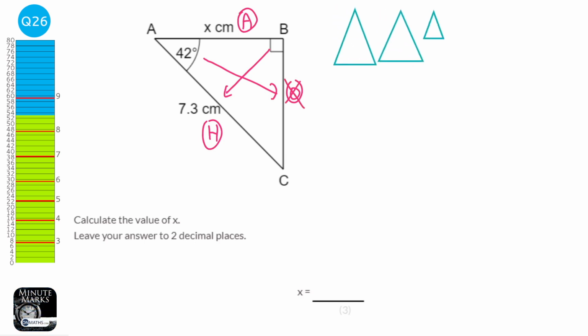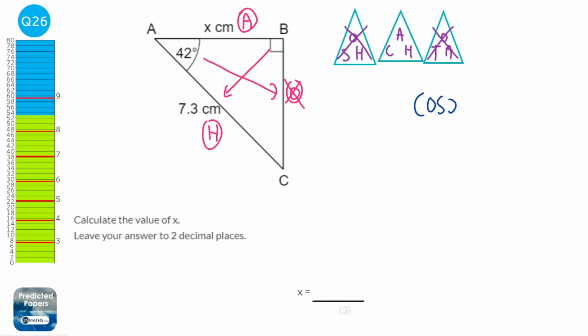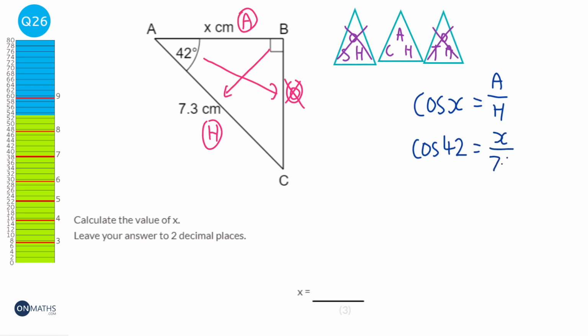So they are going to be SO, CA, TOA. We've crossed out the O, so we can cross out the TOA and the SO, and that leaves us with the CA. So write out the formula, which is cos x equals A over h. Now the angle is what x represents in our formula, so that's going to be cos 42 equals what A is represented with an x, and the hypotenuse is 7.3.